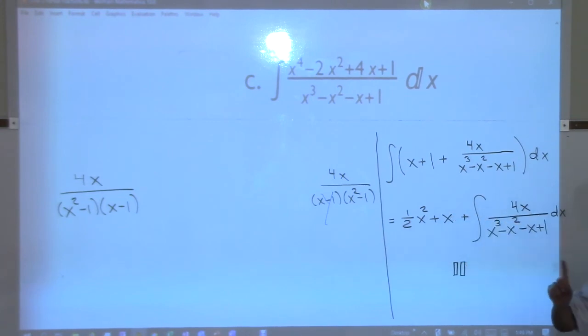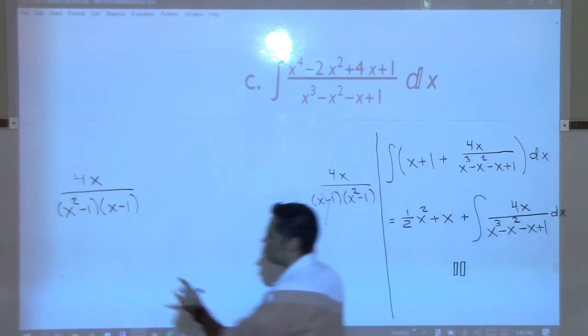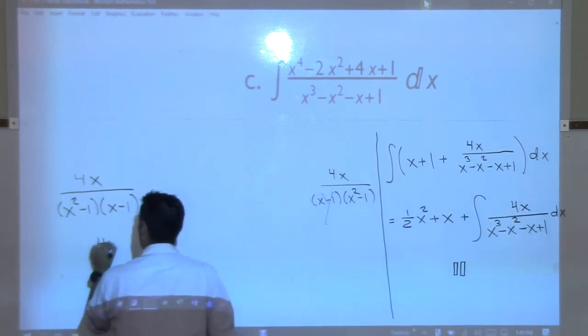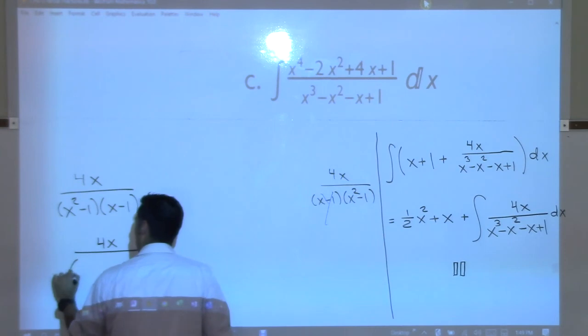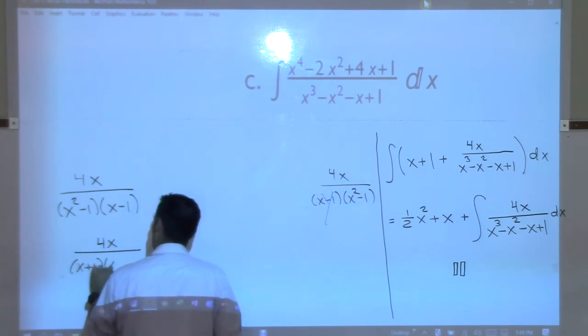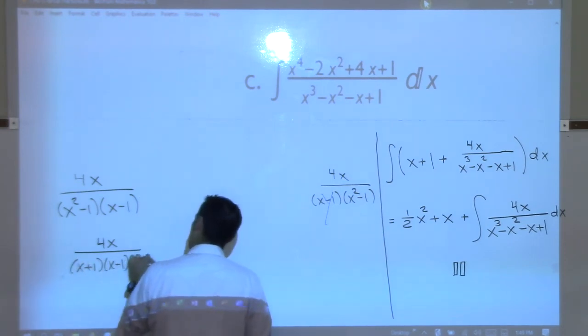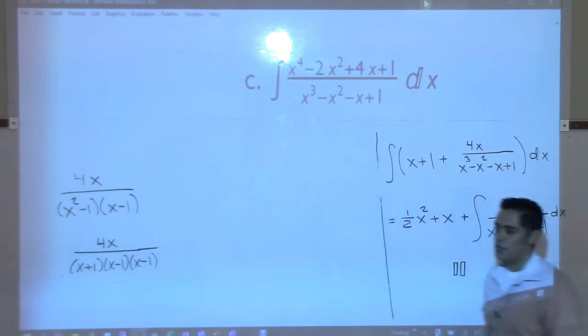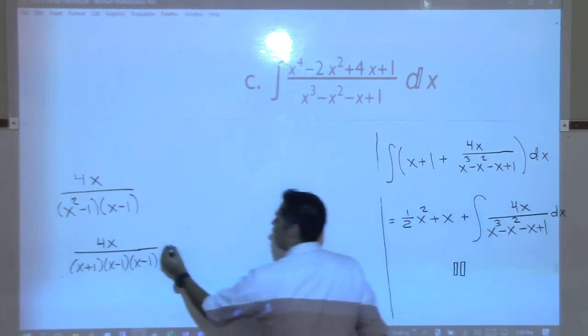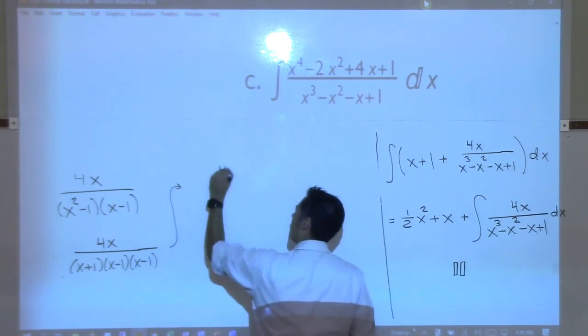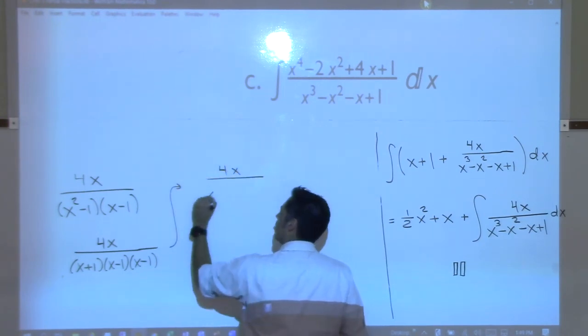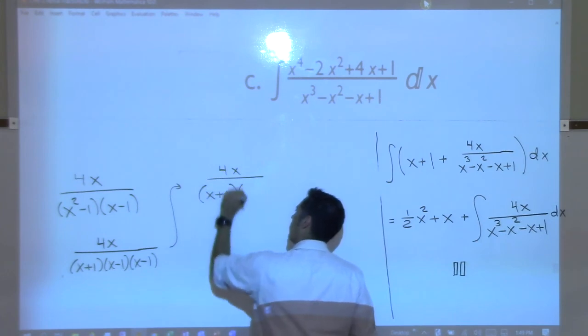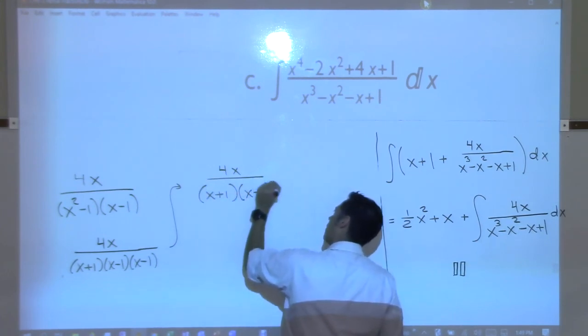We have to be completely factored, and we are not completely factored because x squared minus 1 is a difference of squares. So now what we have is this: x plus 1 times x minus 1 times another x minus 1, right? Okay, so now we're completely factored. And I'm going to write this one more time, like that.